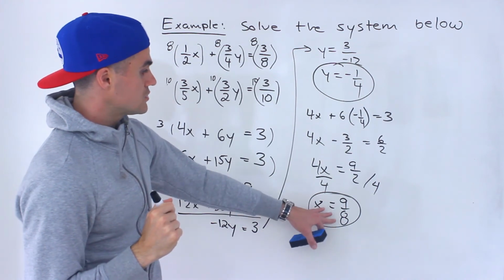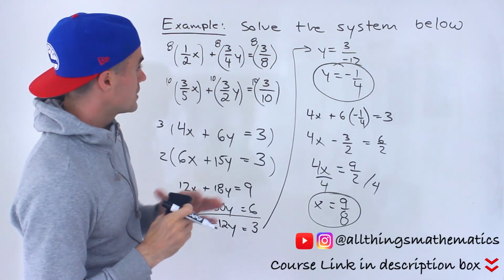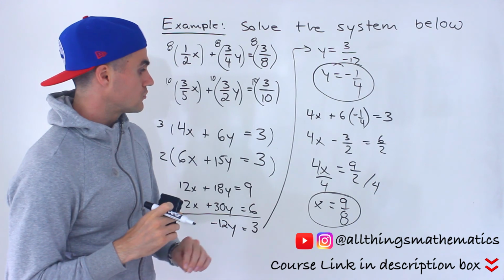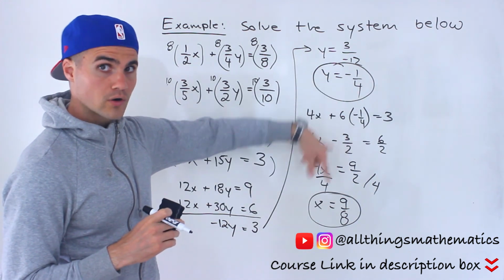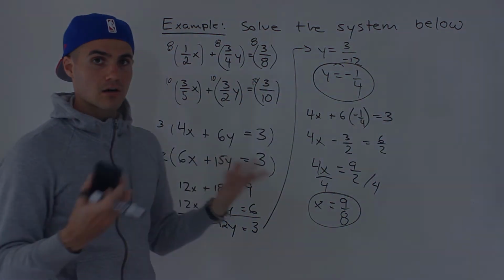If you want to check these, you could take these two values, plug them into the originals, and make sure the left side is equal to the right side. So at an x value of 9 over 8 and a y value of negative 1 over 4, at that coordinate, both of these lines intersect.